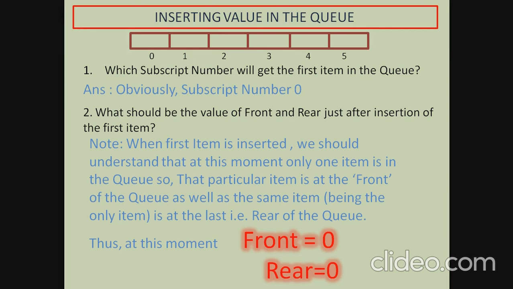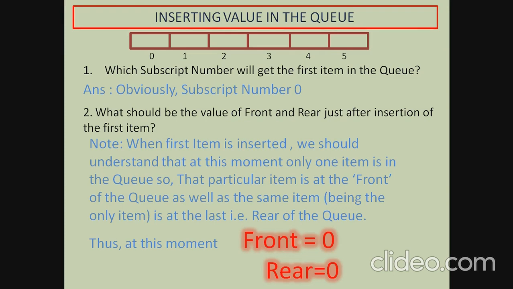So I think you have understood here. Now if I am to insert one more item, where should that item be inserted? Yes, it should be inserted at subscript number 1. So what should be the value of front then? Obviously, front should be 0, because 0 has the first value. And what should be the value of rear? Yes, rear should be 1. Why? The last value after the second item has been inserted is kept at subscript number 1. So rear should be 1.